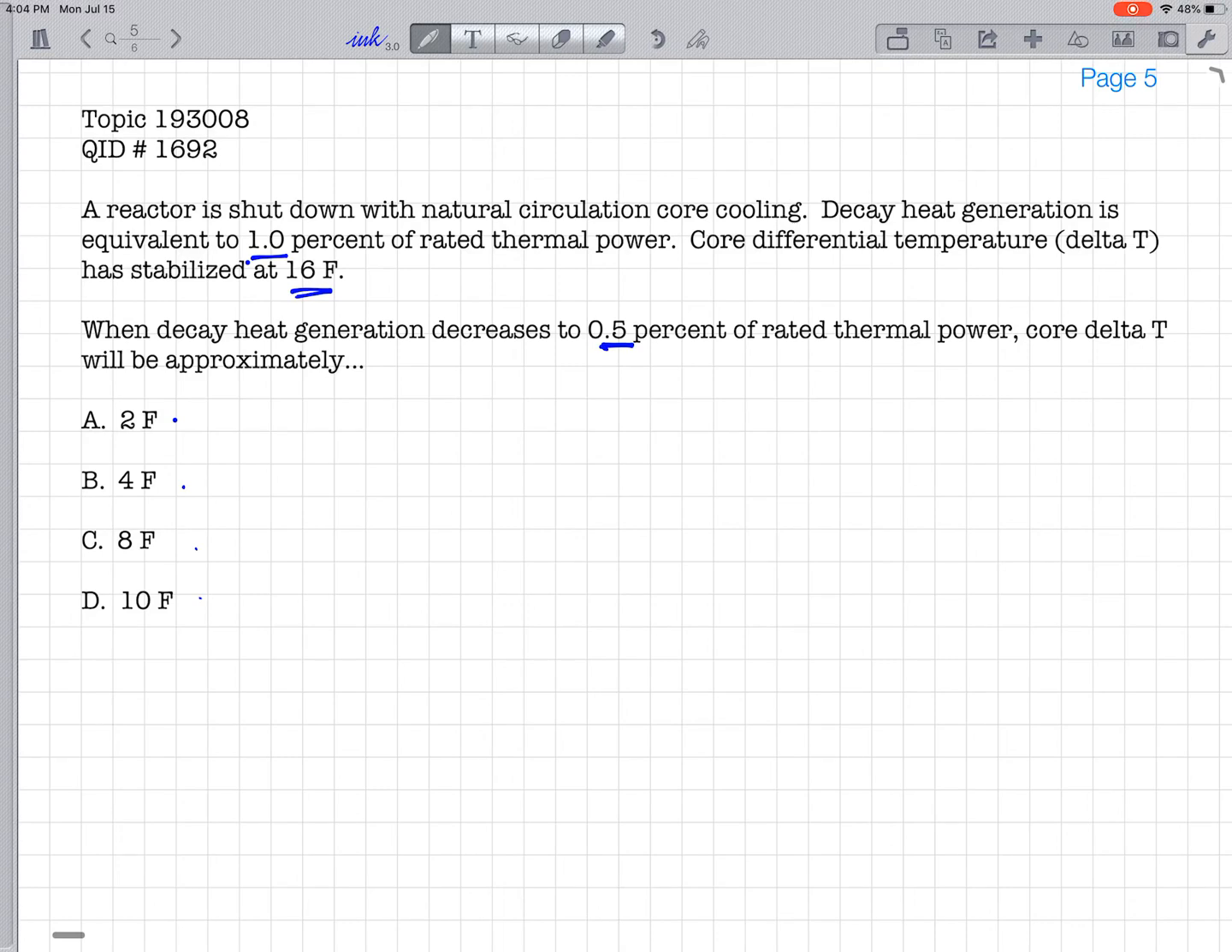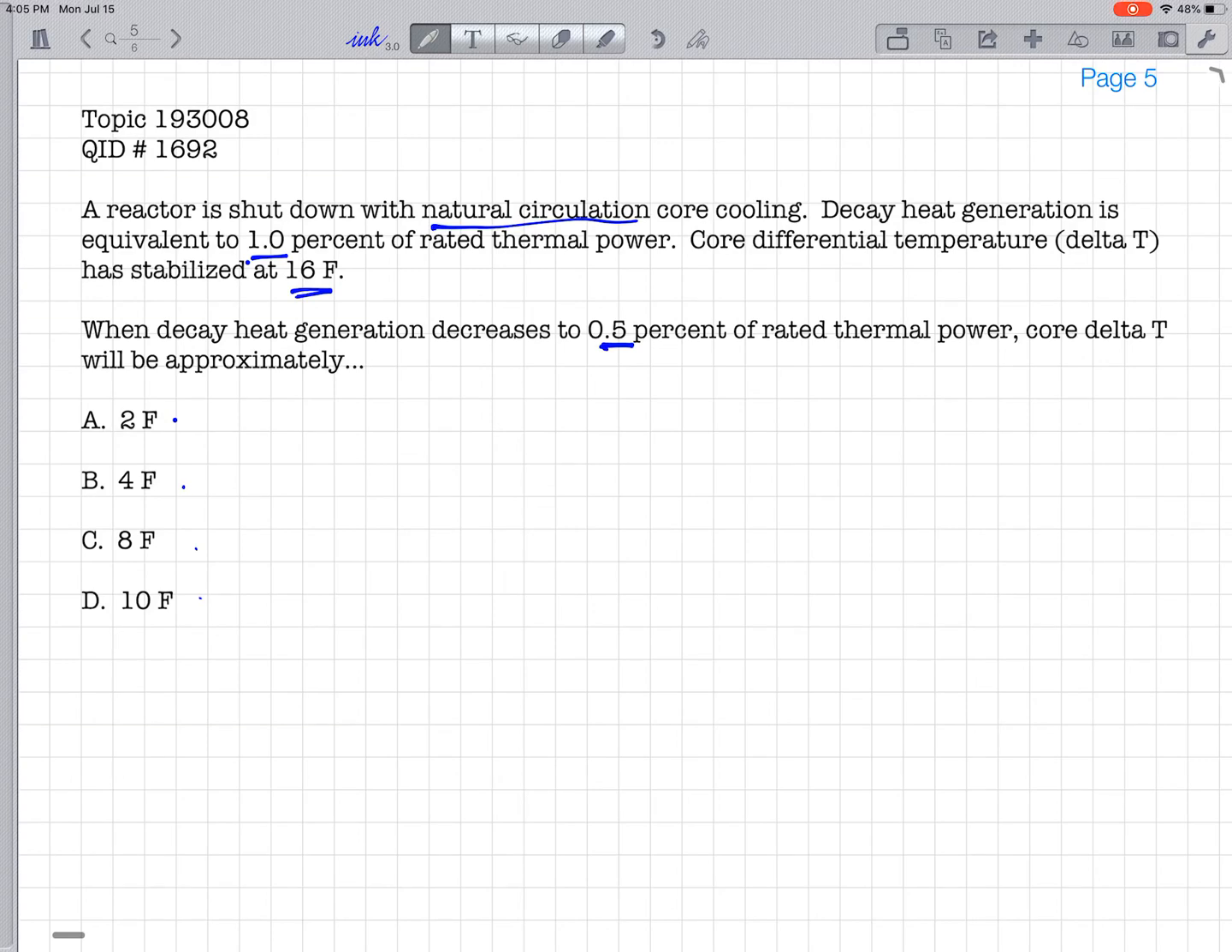Alright, so now we read the problem. A reactor is shut down with natural circulation core cooling. Okay, key component here. Decay heat generation is equivalent to 1% of rated thermal power. Core differential temperature, delta T, has stabilized at 16 degrees Fahrenheit. When decay heat generation decreases to 0.5% of rated thermal power, core delta T will be approximately 2 degrees, 4 degrees, 8 degrees, or 10 degrees.